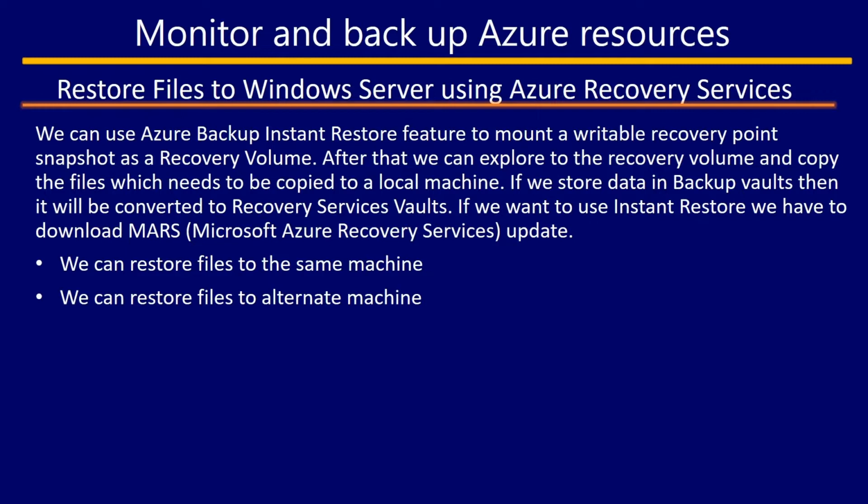The next topic is restoring files to Windows Server using Azure Recovery Services. This topic is part of monitor and backup Azure resources. We can use the Azure Backup Instant Restore feature to mount a writable recovery point snapshot as a recovery volume. After that, we can explore the recovery volume and copy the files which need to be copied to a local machine. If we store data in backup vaults, it will be converted to recovery services vaults.